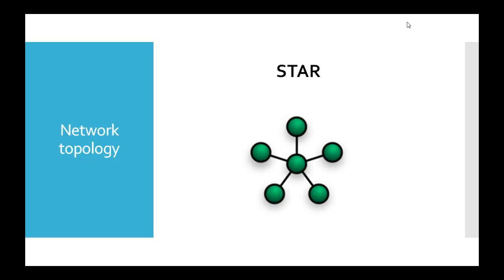Some of the advantages of a star topology are the following. It has good performance. It is easy to set up and to expand. Any non-centralized failure will have very little effect on the network. It is easy to detect faults, and data packets are sent quickly as they do not have to travel through any unnecessary nodes.